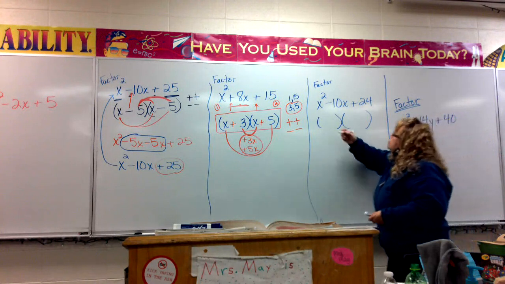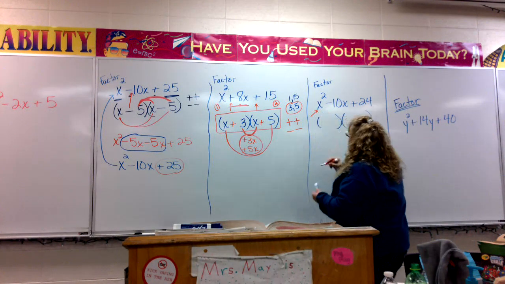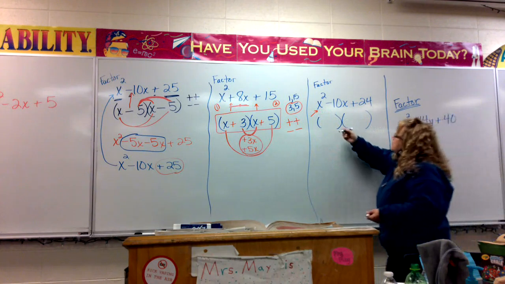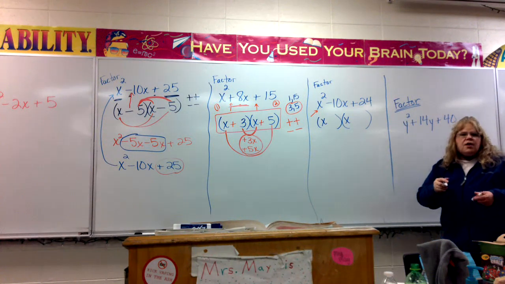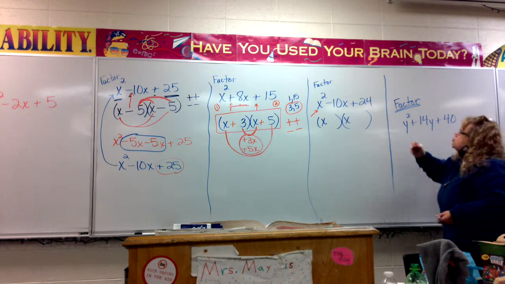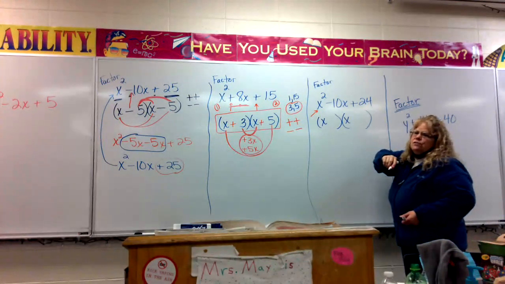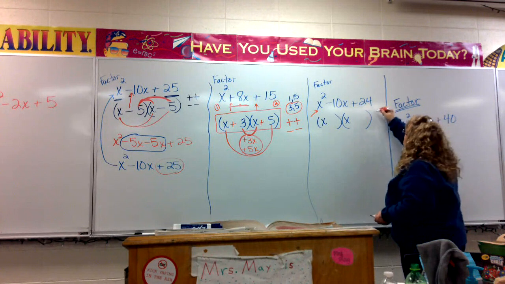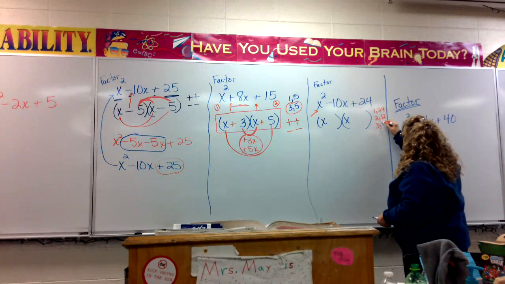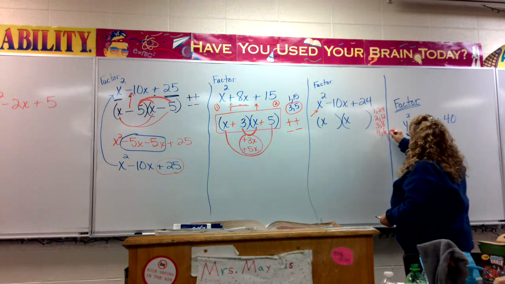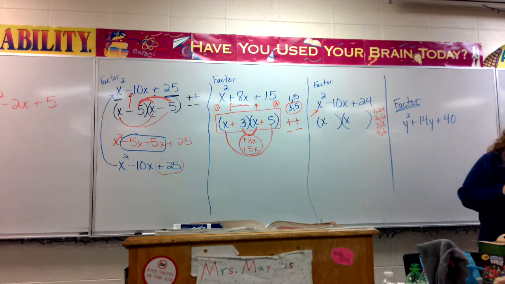So then we're going to move right here. What times what gives you x squared? Has to be x times x, right? Then we're going to go down to the 24. Factor pairs of 24. I like to go in order. 1 and 24, 2 times 12, 3 times what? 8. 4 times 6, and I think that's it for the factor pairs. Do we have to list them? Yes, you do. Why? Because it'll help you later on.